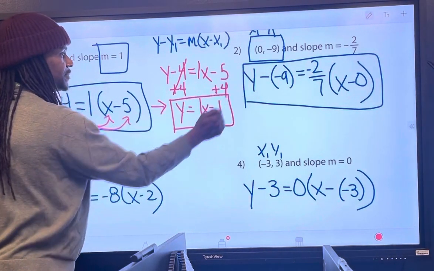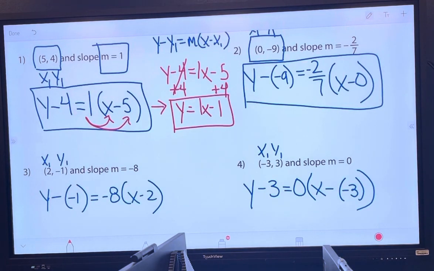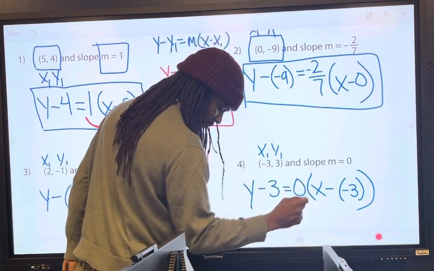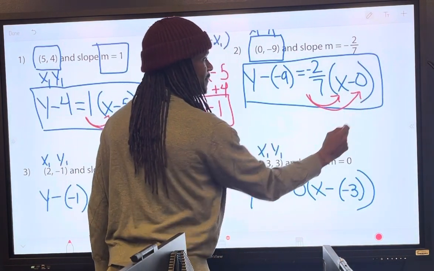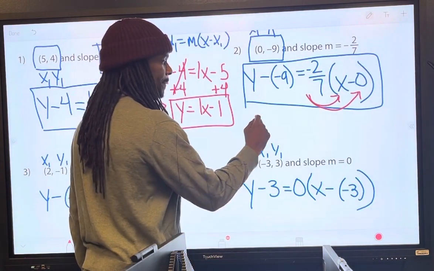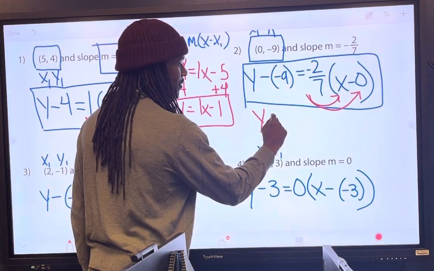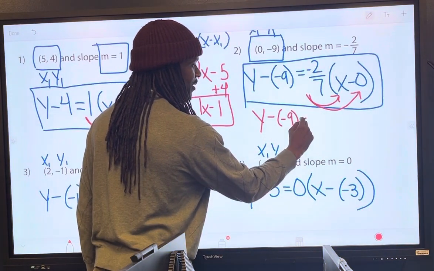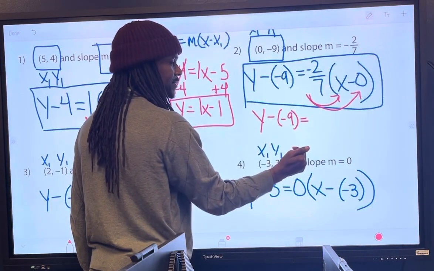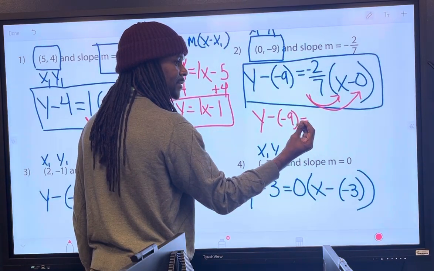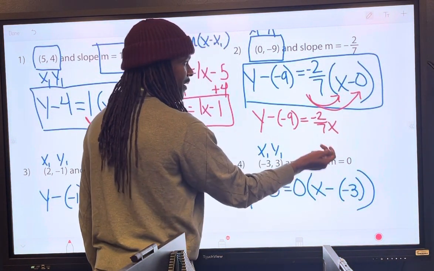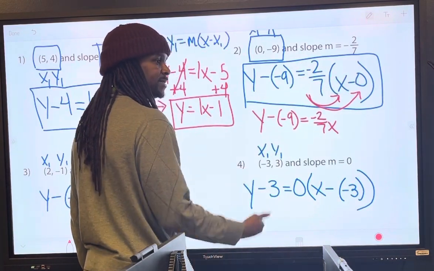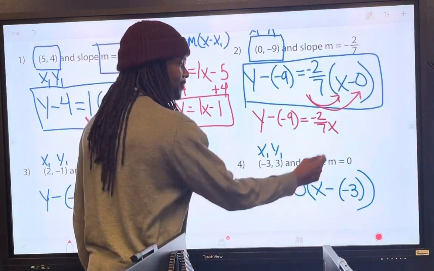Try it again over here on the second question. First thing you do is what? You're going to take this 2 over 7 and distribute twice. What happens then? This becomes y minus negative 9 equals, what's 2 over 7 times x? Negative 2 over 7x. And then what's 2 over 7 times 0? What's anything times 0? 0.